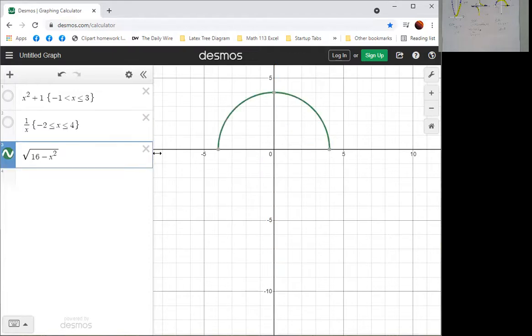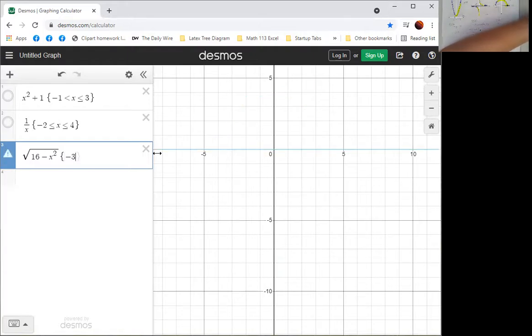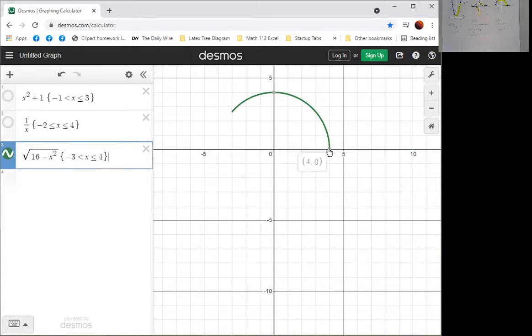Right, and then we have one last one. So the square root of 16 minus x squared, and our restricted domain here is negative 3 less than x less than or equal to 4. All right, so our lowest value here is down here. That's our lowest y value, and it does include that 0. So 0 is included as our lowest y value in the range. And then our biggest y value is up here, and that is 4. So this one has a range from 0 to 4.